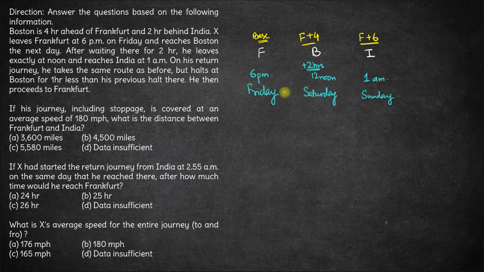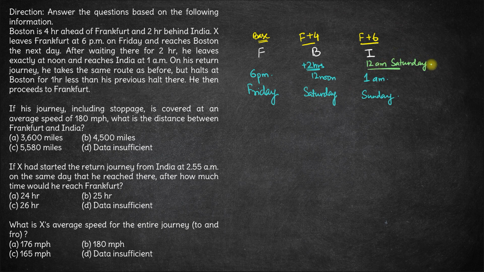So now, what is the time taken by this person to go from Frankfurt to India? Let's see. We know if the time is 6 p.m. at Frankfurt, the time at India will be 6 hours more than this. So 6 hours more than this will effectively be 12 a.m., and instead of Friday, it will become Saturday here, right? So from Saturday early morning 12 a.m. till Sunday early morning 1 a.m.